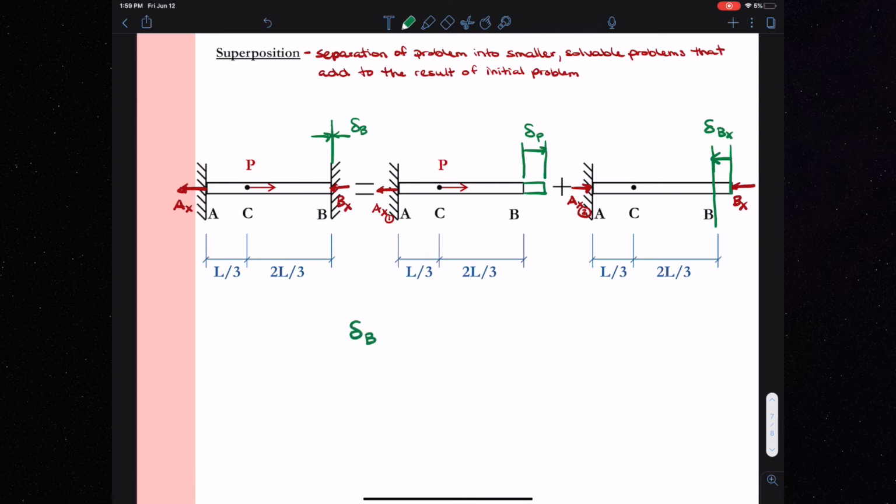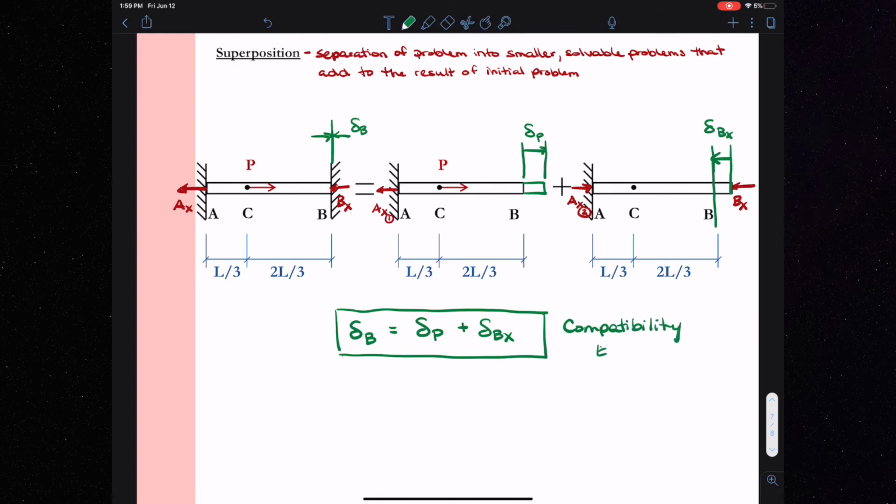If I return back to my original problem, the problem indicated on the left-hand side of the page, I can then look at what my deflection at B has to be. In this case, because B is a rigid wall, delta B would equal 0. I then set up what we call a compatibility equation. In this compatibility equation, I say that my total deflection at point B has to equal the cumulative deflection of delta P plus delta Bx. I hope this method of superposition makes sense to you.